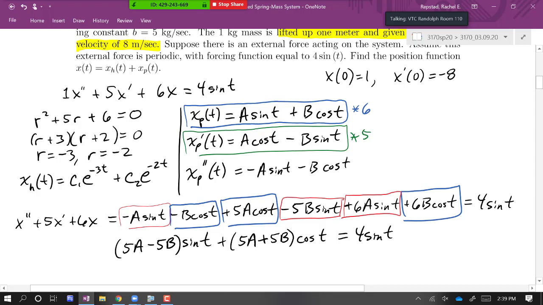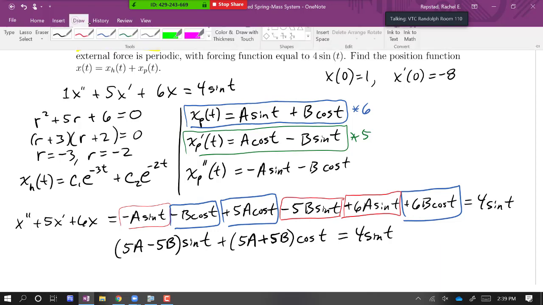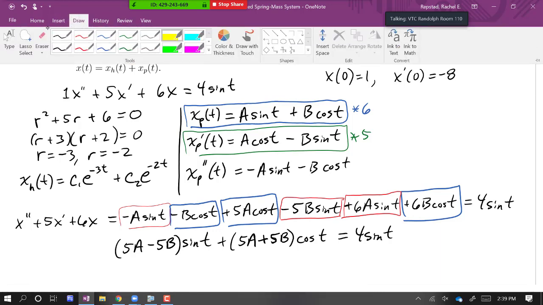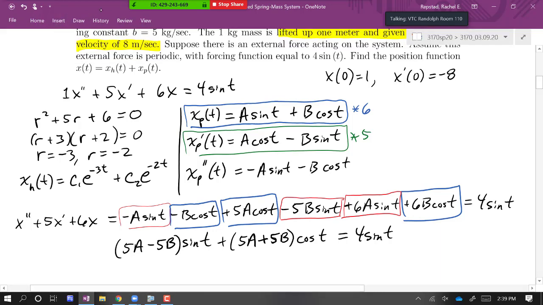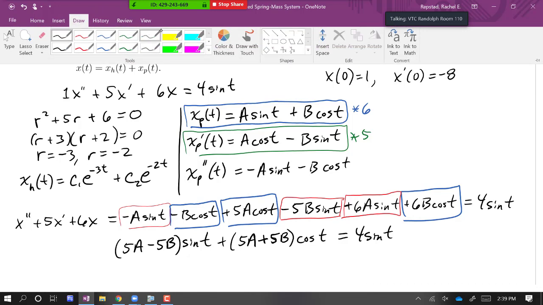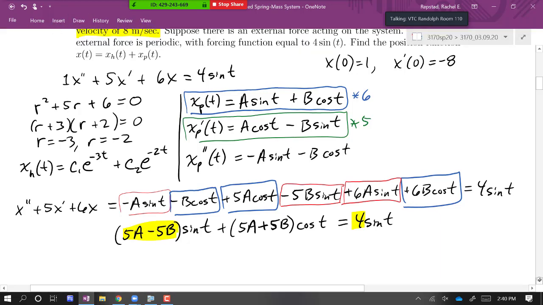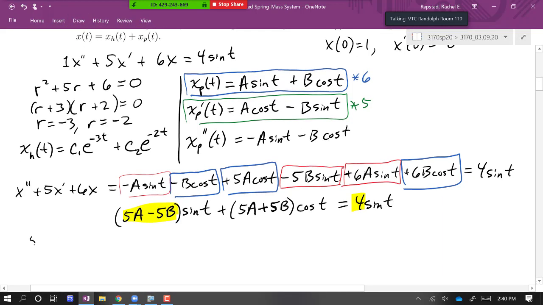How does this help? If we look at this equation, the 4 has to be equal to 5a minus 5b. Right, the coefficients. This is the undetermined coefficient, so the coefficient on sine on this side has to be equal to the coefficient on sine here. What about that other coefficient? It has to be equal to 0, because we have no cosines on the other side.